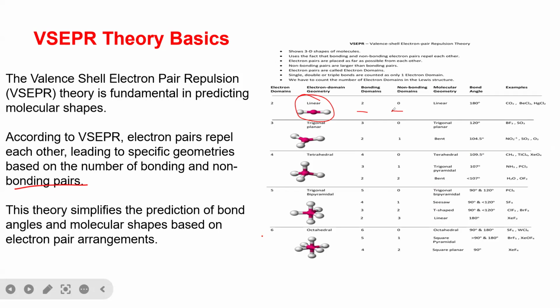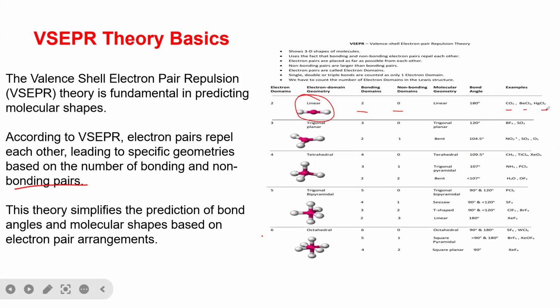So it means that the bonding pairs are 2, and the non-bonding pairs is 0, and it is linear, and the bond angle is 180 degrees. Examples of molecules that have linear shape: we have carbon dioxide, beryllium chloride, and mercury chloride. These are the examples of molecules that have linear shape.